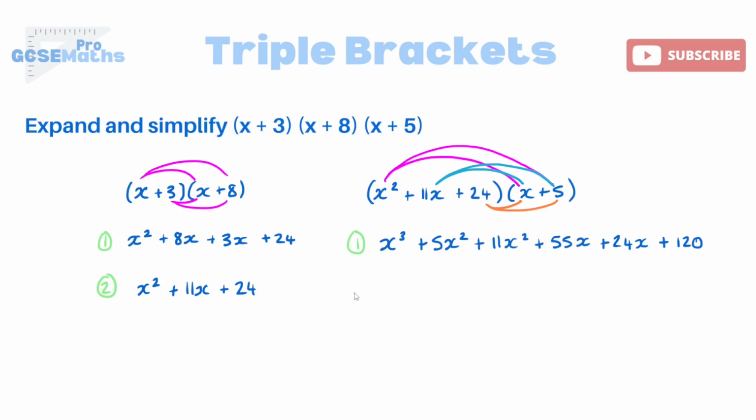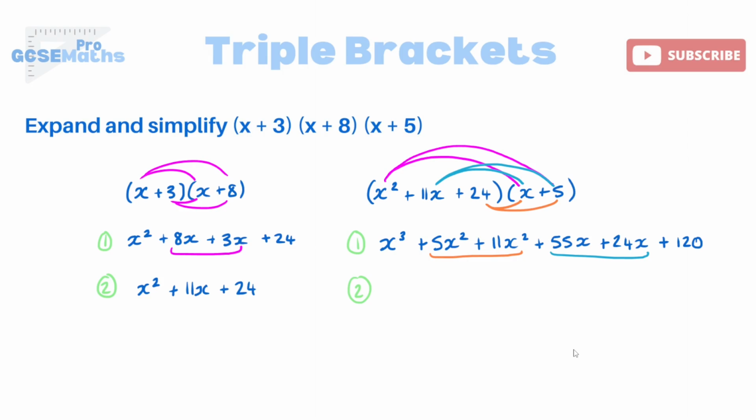Now I need to simplify again. And this is where I'll explain why I prefer to do it in this order, because similarly to the previous one, when we expanded double brackets, I mentioned that I did have the like terms in the middle together, didn't I? So I could just add them. In this case, it's the same thing. Do you see how I've got the x squareds together and the x's together? So I just need to add them directly.